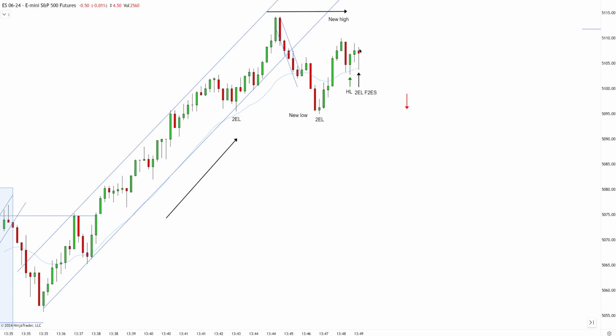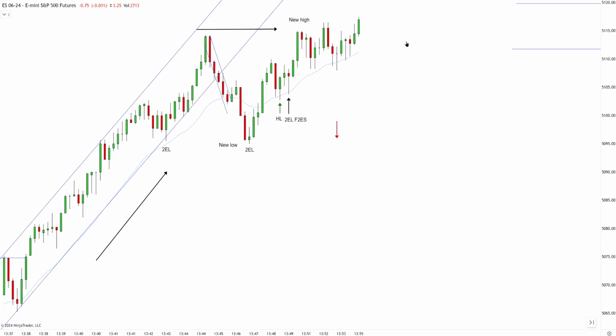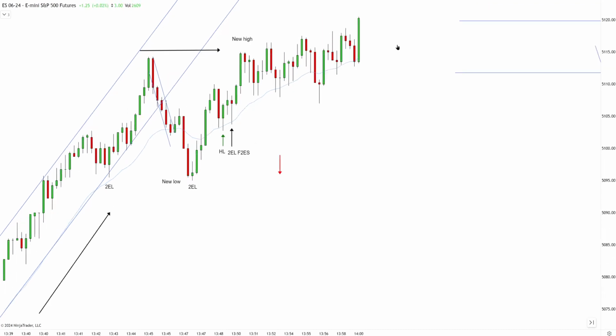New high, first entry long, second entry long. New low, first entry short, second entry short. A new high was created, so I have to pause looking to go long, though the EMA keeps rejecting still. But since you just have a breaking new high, you have to be careful. So let's see what's gonna happen.